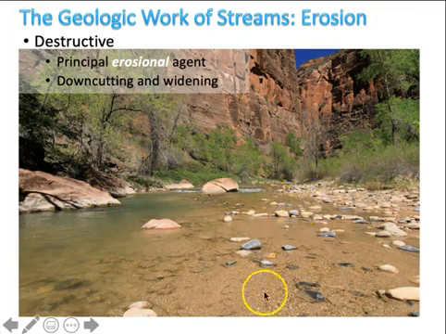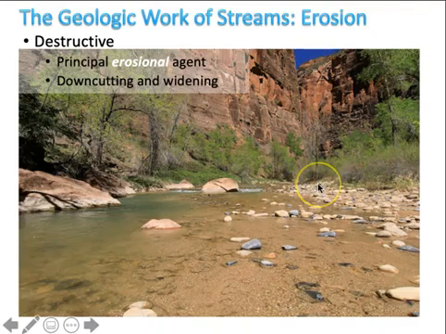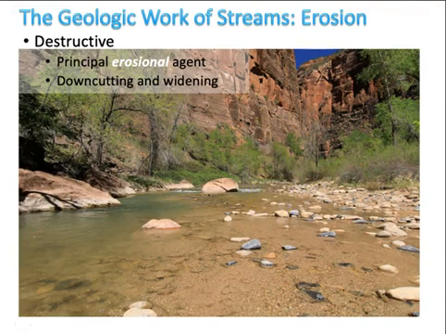This photograph here shows the Virgin River exiting this very steep-sided canyon, which has been created by the down-cutting action of the river. Streams also widen the landscape. We'll discuss this a little bit later on.